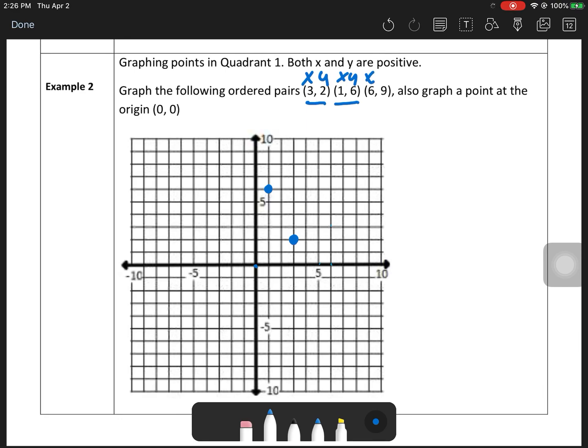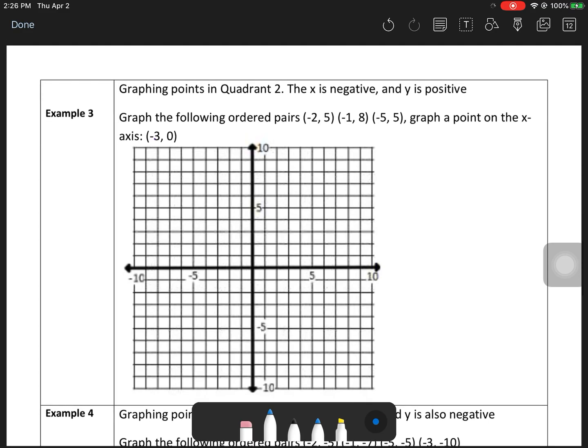The next one says 6, 9. That means to go 6 to the right and up 9 from the origin. We always go back to that beginning point. And then it says also to graph a point at the origin, 0, 0. Notice again that when we are in the first quadrant, they are both positive. Okay, so x goes right and left, y goes up and down.